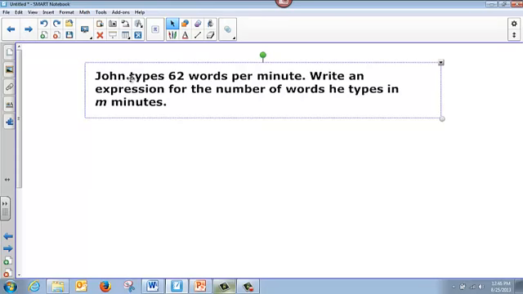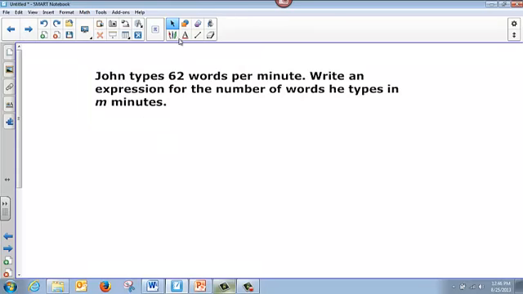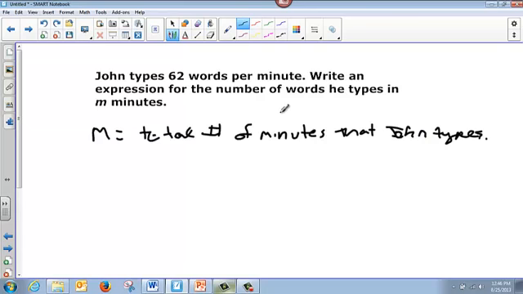Now we're going to talk about changing word situations into algebraic expressions. So this situation says John types 62 words per minute. Write an expression for the number of words he types in m minutes. Now, m represents the total number of minutes that John types. If John types m minutes and he types 62 words every minute, then how could we represent the total number of words that John types? 62 times m. So 62 times m is the total number of words. So for every 1 minute, John types 62 words.